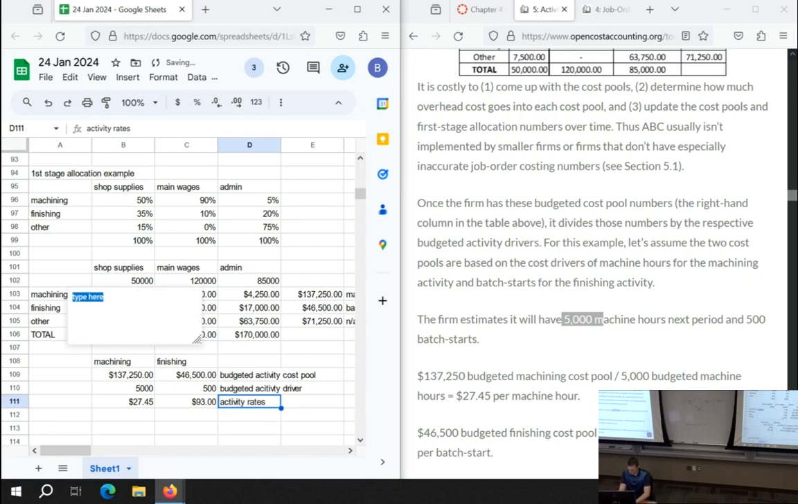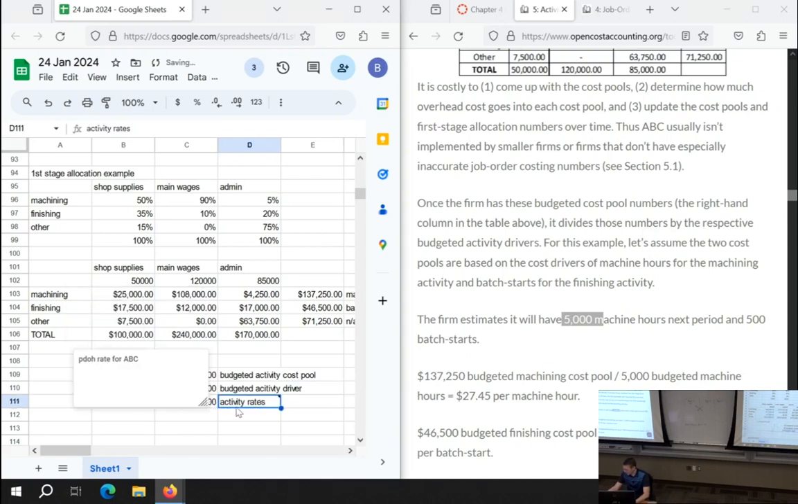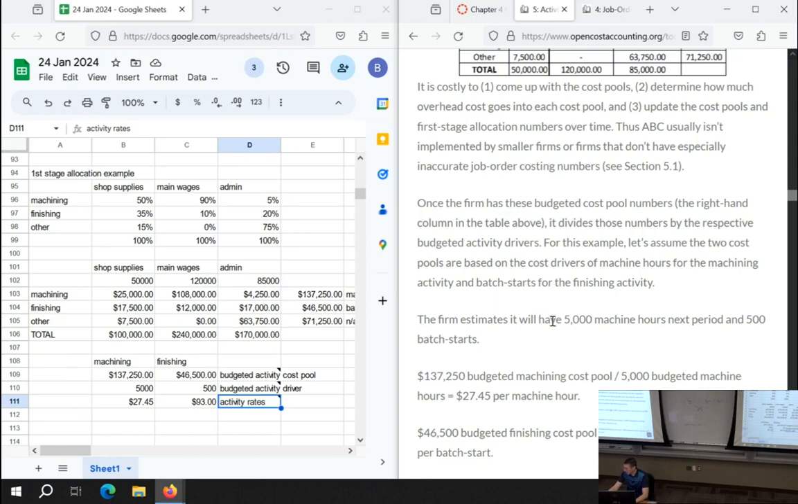So this is, I don't know why the comment came all the way over here. This is a PDOH rate for ABC. This is budgeted cost driver for ABC, if I could spell it right. And this is budgeted overhead for ABC. All right, in case you're looking at these cells later and trying to figure out what they are, we can base all of this pattern off of our knowledge of job order costing.